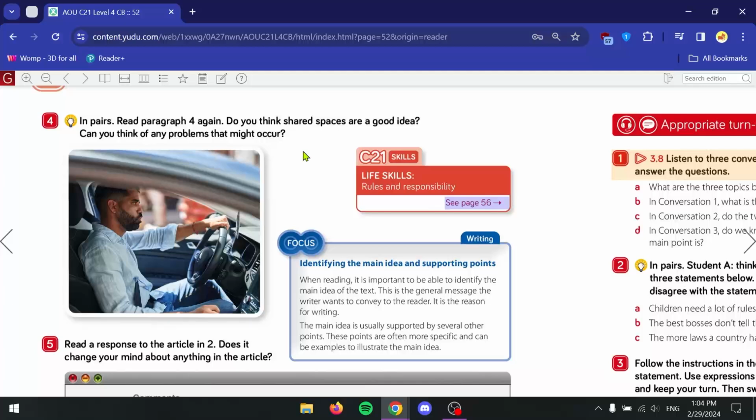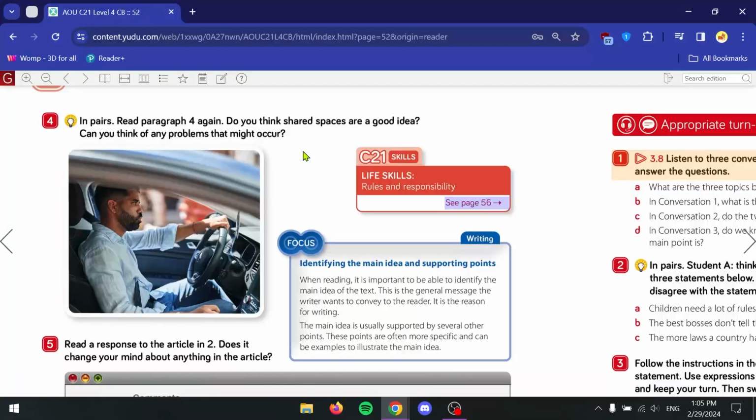I want you to pause the video and think about this for a second. Go back to the text if you have to. Again, we've both read the text now, so I'll go first and you can compare your answers to mine. Do you think shared spaces are a good idea?